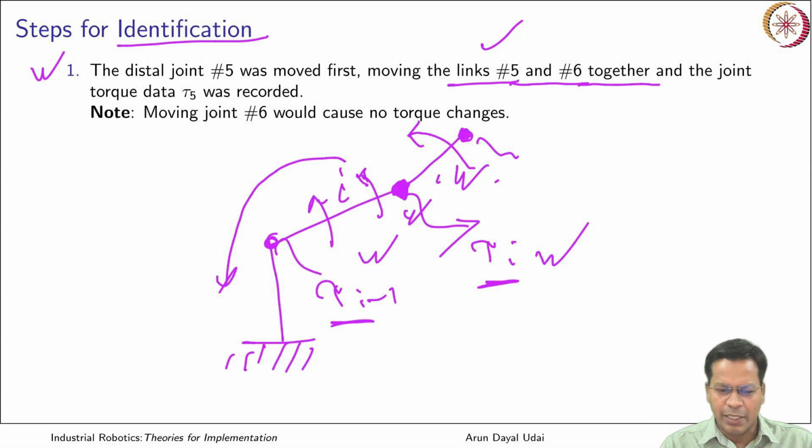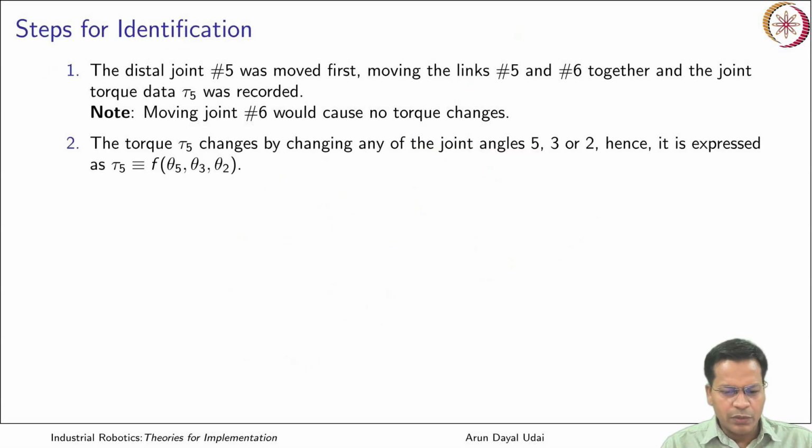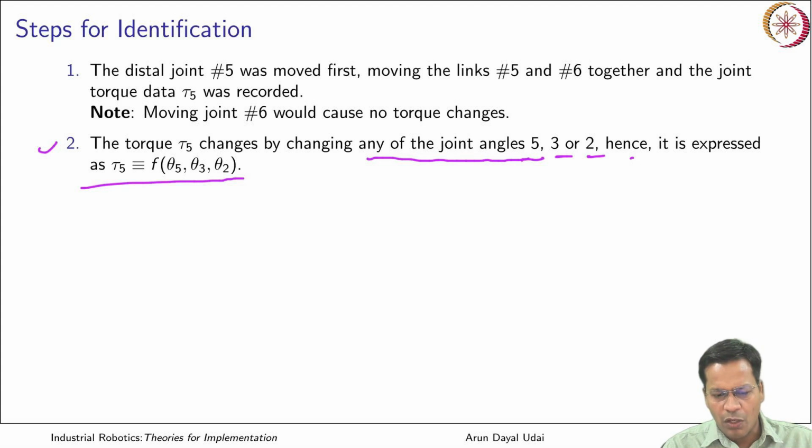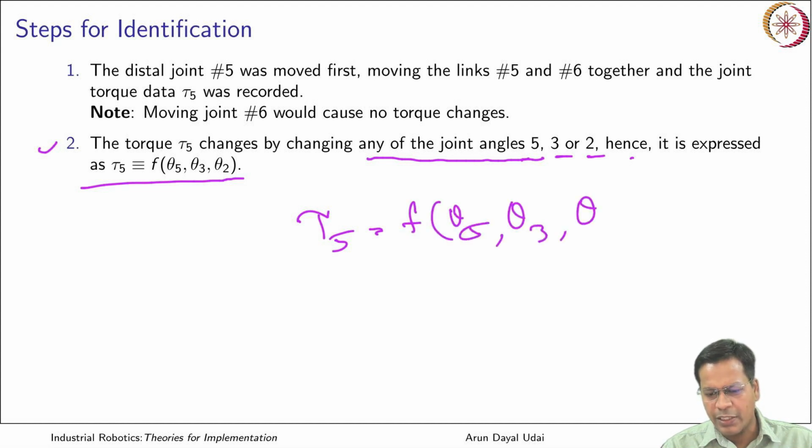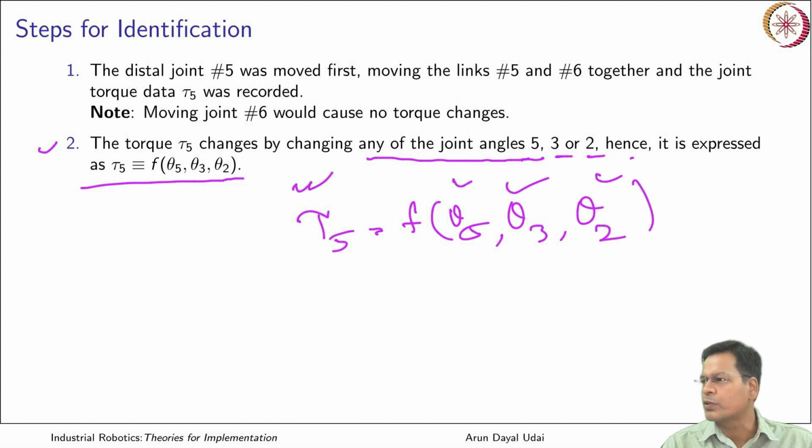You have seen in the earlier examples also, earlier cases when we were doing statics also. Okay, so the torque changes by changing any of the joint angles 5, 3 or 2, hence it is expressed as tau 5. You see, torque 5 changes. Torque 5 is a function of theta 5, theta 3 and theta 2. Any of these, if they are changing, torque 5 is going to change.